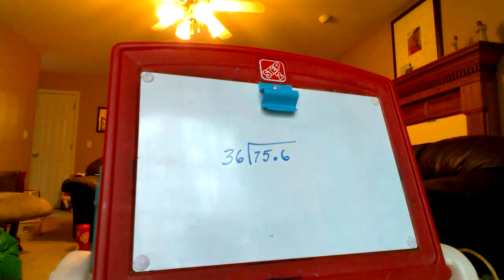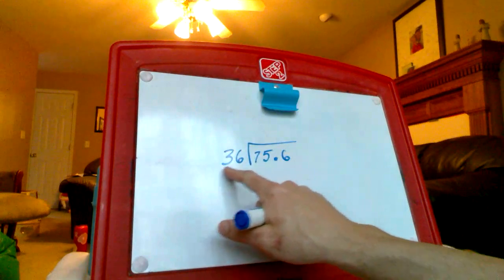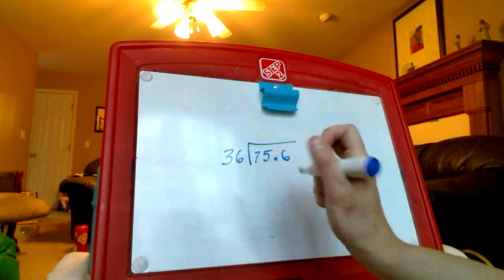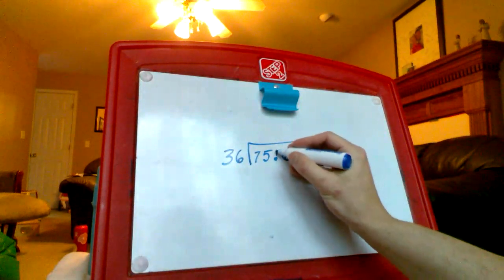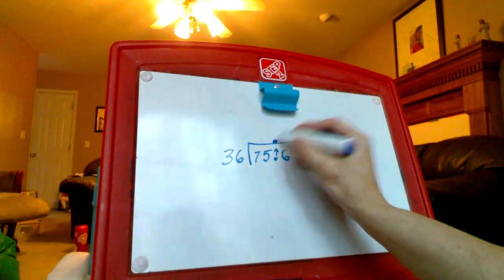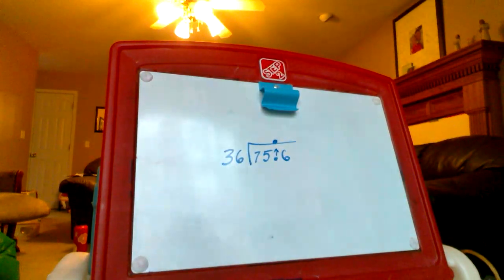So here's our first problem from Schoology on Monday. It's 75.6 divided by 36. If we look at our divisor, we do not have any decimals. It's a hidden decimal. It's a whole number. So we don't have to move it. So we immediately want to bring our decimal up. So then we just divide as normal.